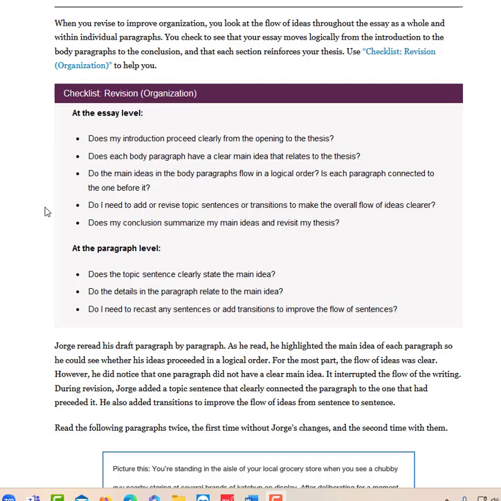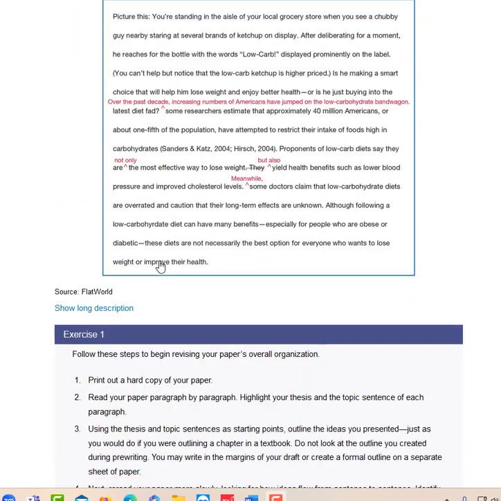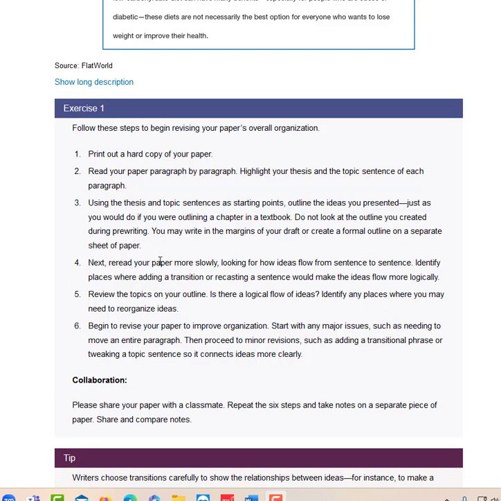Does the topic sentence clearly state the main idea? Do the details in the paragraph relate to the main idea? Do I need to recast any sentences and transitions to improve the flow of sentences? So follow these steps to begin revising your paper's overall organization. Print out a hard copy of your paper. Read your paper paragraph by paragraph. Highlight your thesis and the topic sentence of each paragraph.